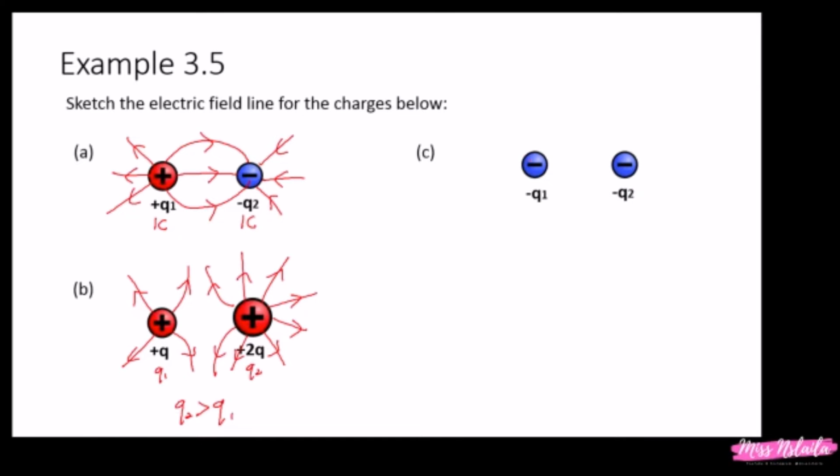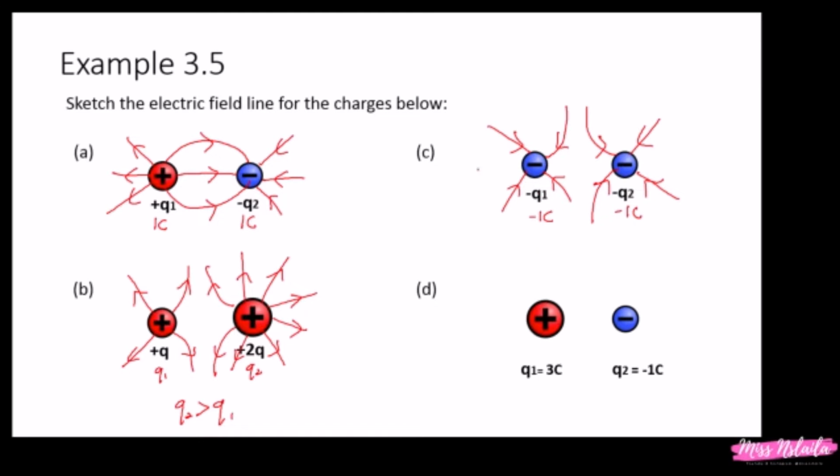For C, we have two negative charges with equal magnitude, negative Q1 and also negative Q2. Let's say this is negative 1 coulomb, this is also negative 1 coulomb. So to sketch the electric field lines, they will enter into the negative charge. Okay, it's up to you how many electric field lines you want to sketch, as long as the magnitude and the attraction and repulsive force are correct.